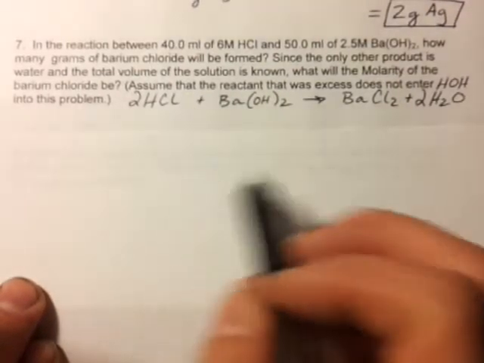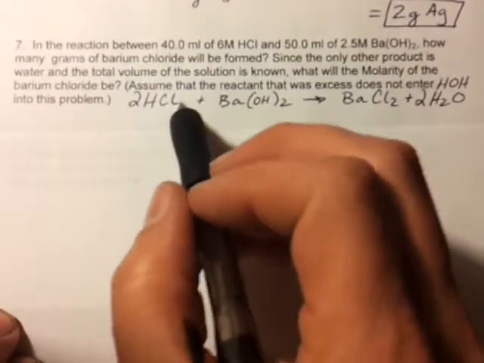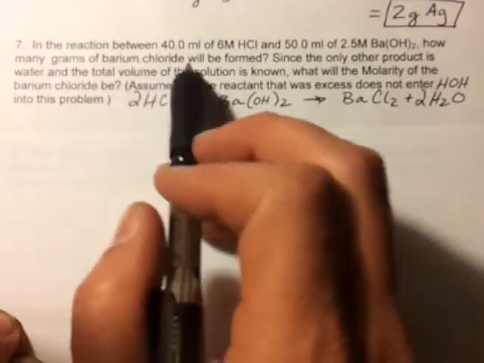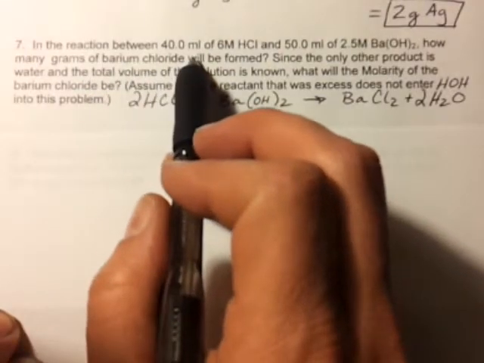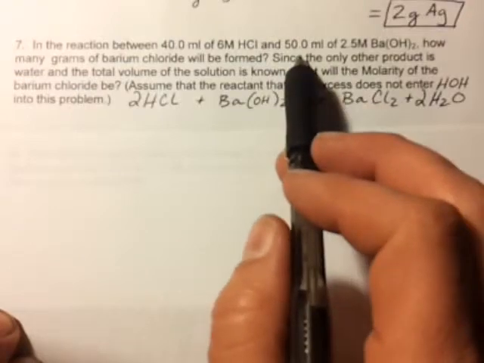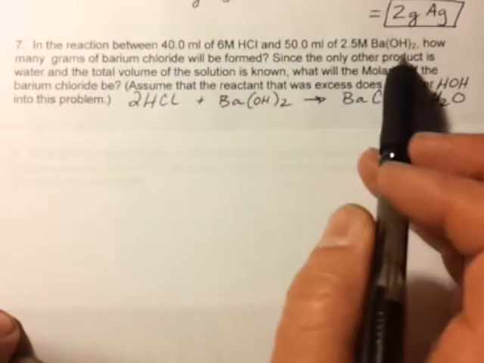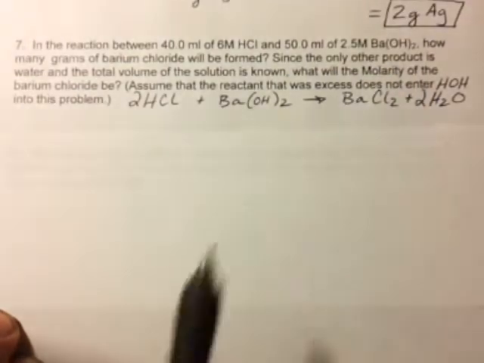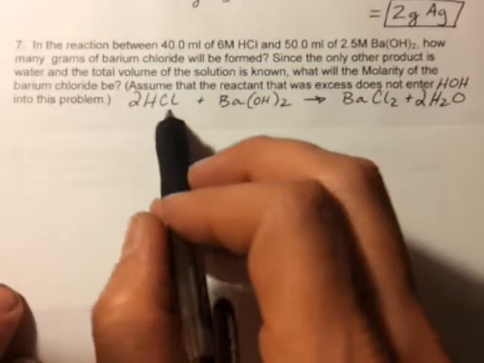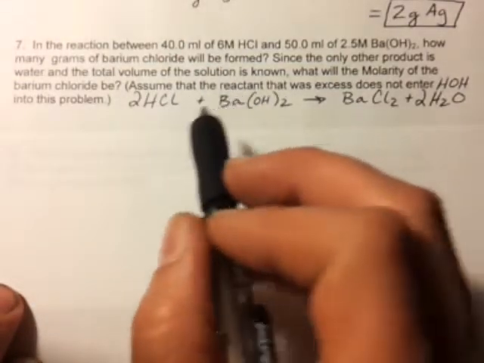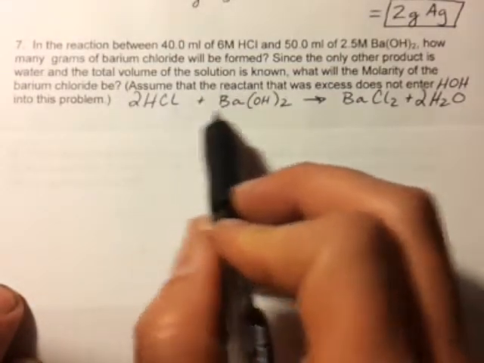Alright, so now that I got my extra paper and we got some space here, we're looking at this reaction with 40 milliliters of 6 molar HCl, 50 milliliters of 2.5 molar barium hydroxide. So the balanced equation is all set up, and what we really need to do is figure out the limiting reactant. So which one of these reactants is going to run out first?